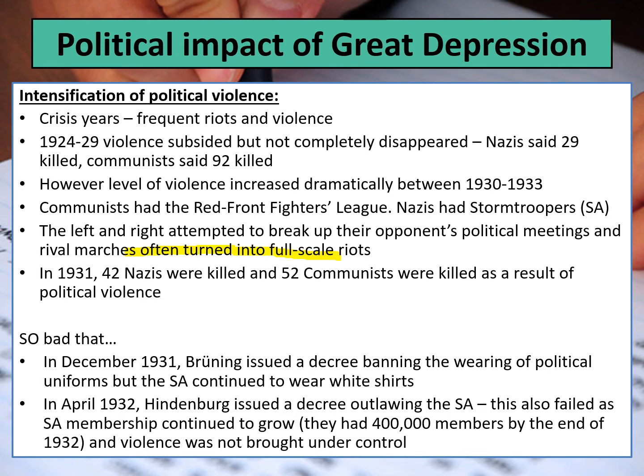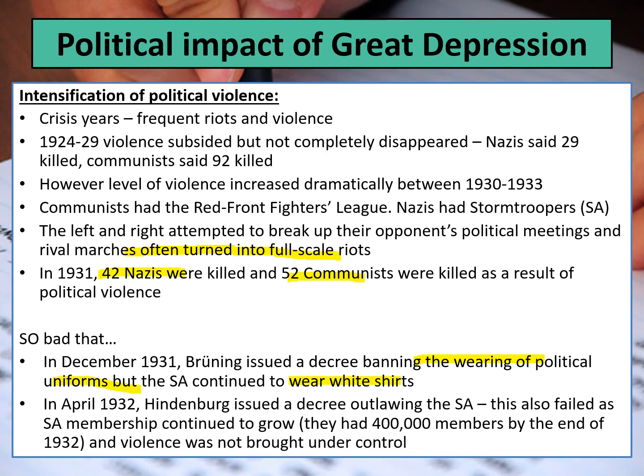But no matter what they were doing, whether it was violence that broke out on the streets or by going into each other's meetings, in 1931 alone, 42 Nazis were killed and 52 communists as well as a result of political violence. So we can see that things are becoming more extreme. Now, Bruning wants to try and control it, and so in December 1931, he issues a decree banning the wearing of political uniforms. However, the SA continued to wear a uniform, they just changed to white shirts.